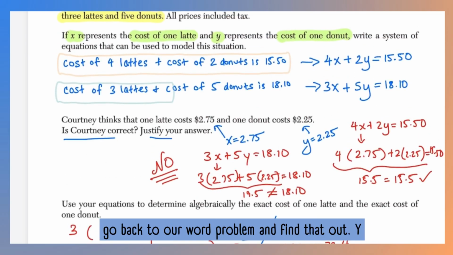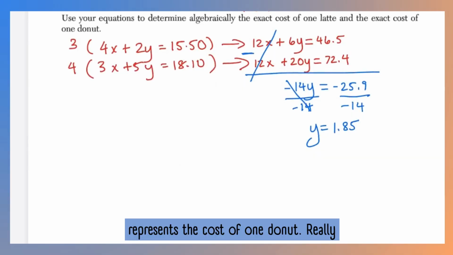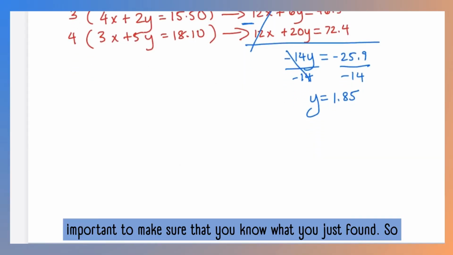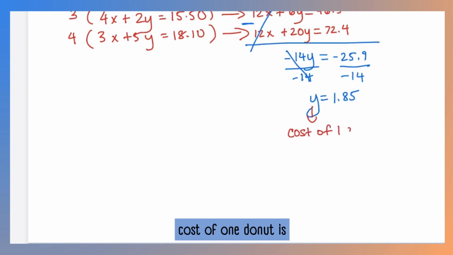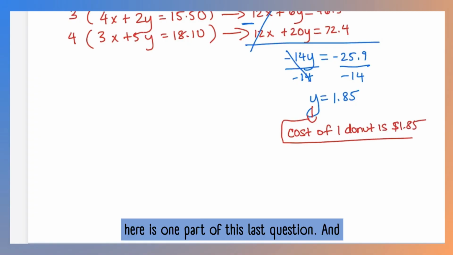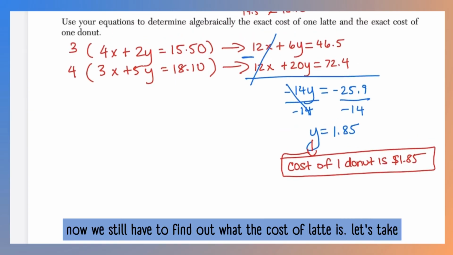Now go back and let's remember, what did y even stand for? So let's go back to our word problem and find that out. Y represents the cost of one donut. Really important to make sure that you know what you just found. So because y is the cost of a donut, the cost of one donut is $1.85. So here is one part of this last question, and now we still have to find out what the cost of a latte is.